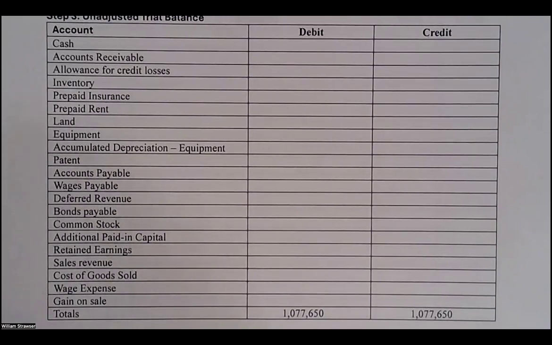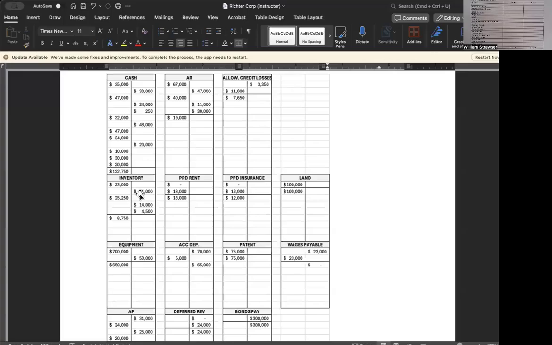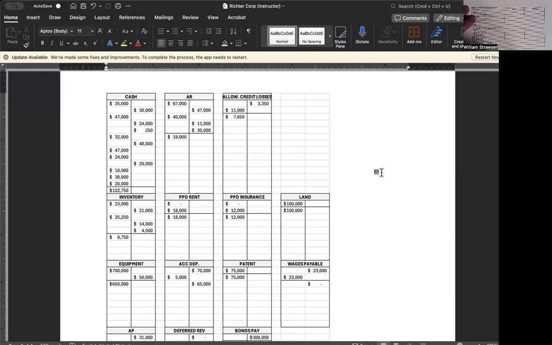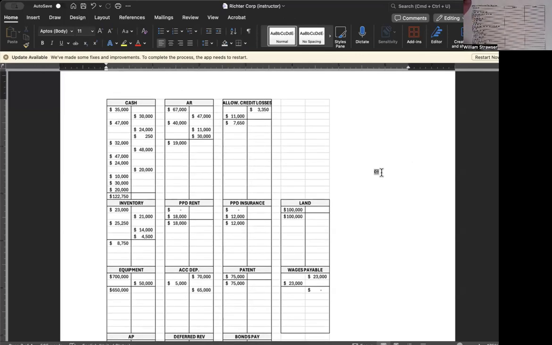All you need to do now is go through and take all the balances from what I just showed you. So let's go back to that ledger, where all the work has been done. You can see I'm going to write off to the side here. I will be writing my amounts into my unadjusted balance as we go through them. So the cash is going to be at 122,750. That's its unadjusted balance. Debit.